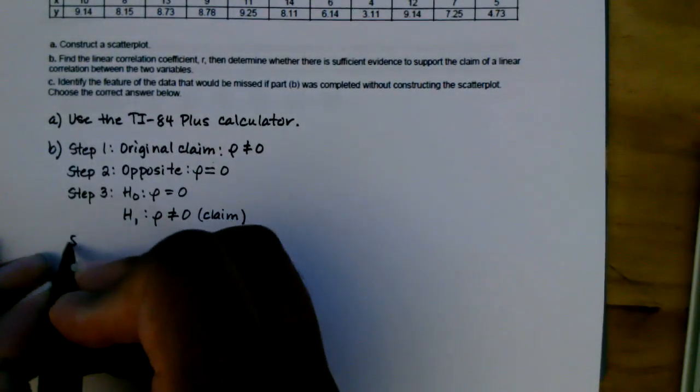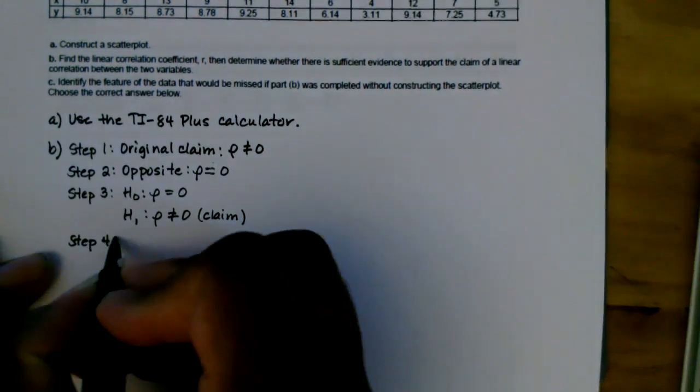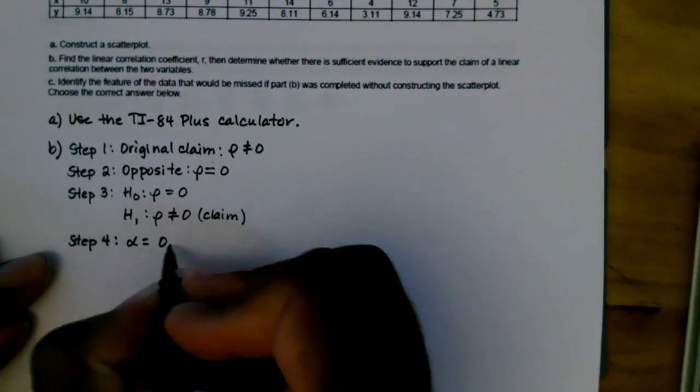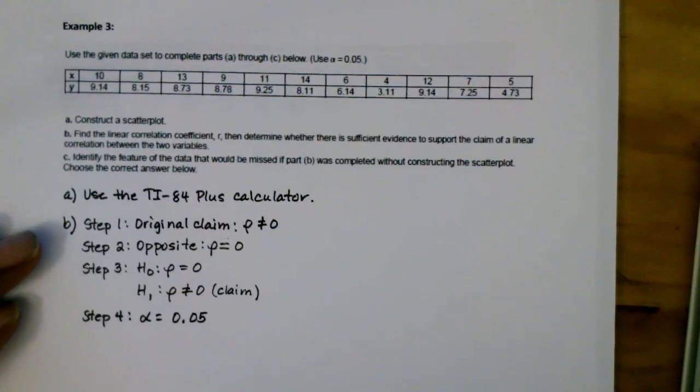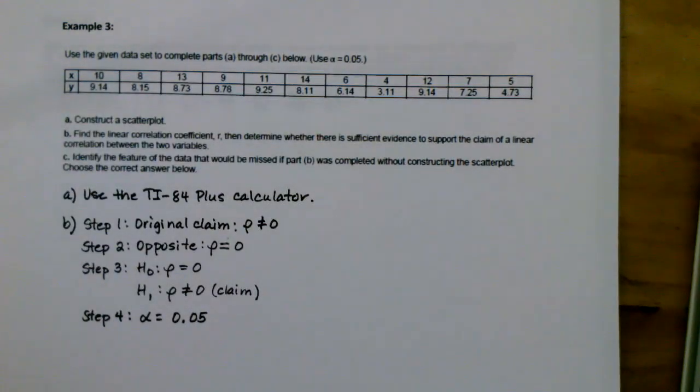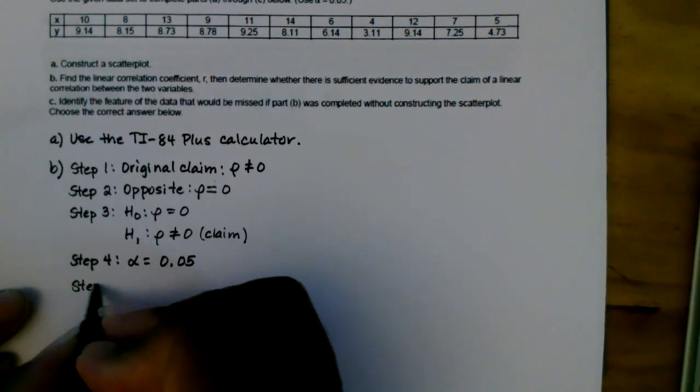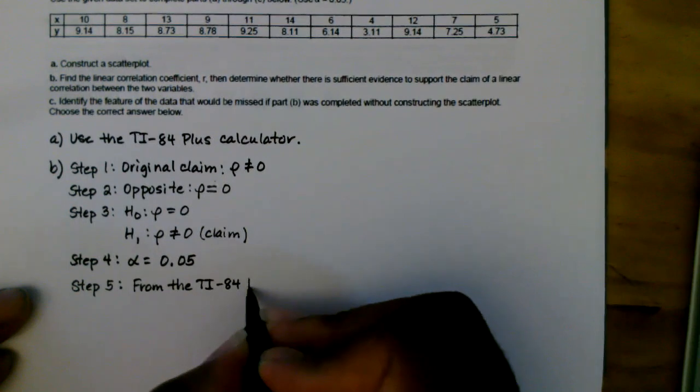All right, step number 4 is your level of significance. And that's, of course, alpha is equal to 0.05. That is indicated in the example. At the very top it tells you to use a 0.05 level of significance. All right, now step 5 is going to be that linear correlation coefficient, which is your test statistic. So we can get that from the TI-84 plus calculator.